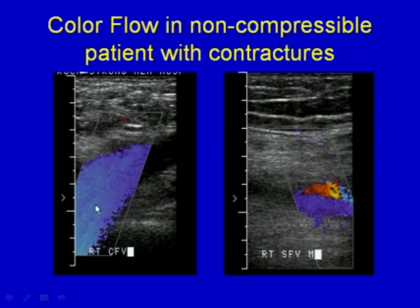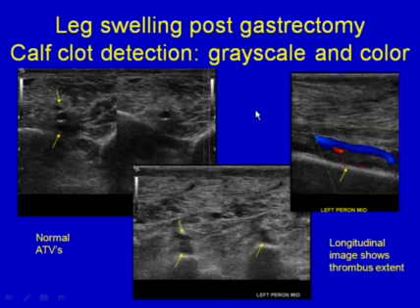You can see here's color flow in the common femoral vein, and in the femoral vein here, this is an old scan, so we were still using the wrong terminology here. But this is a patient where we could not get in to actually compress with grayscale. This patient is post-gastrectomy, and we see calf clot detection with both grayscale and color.